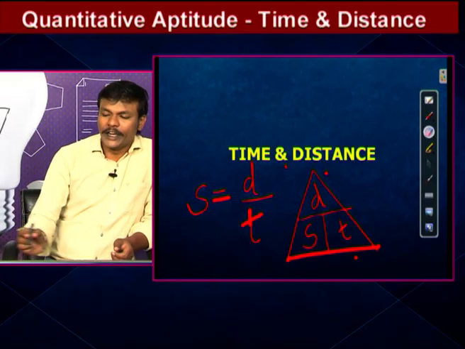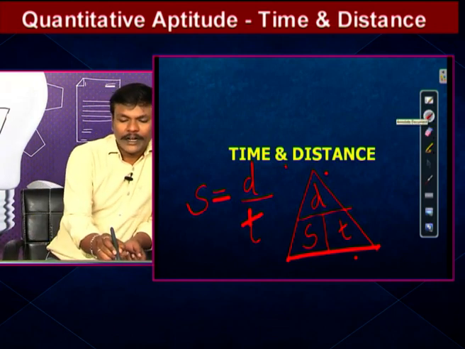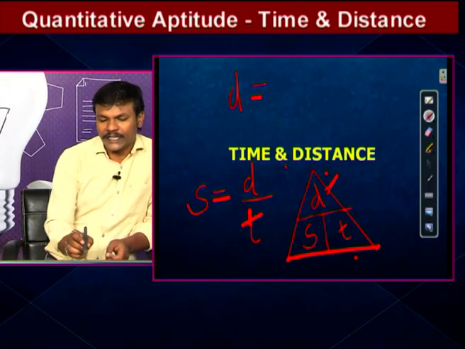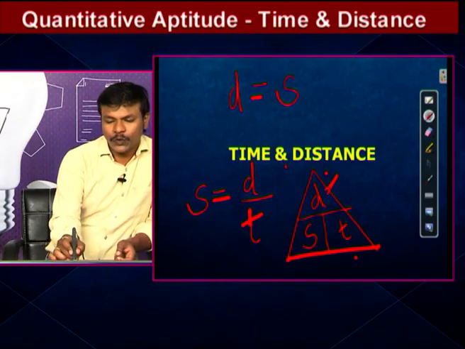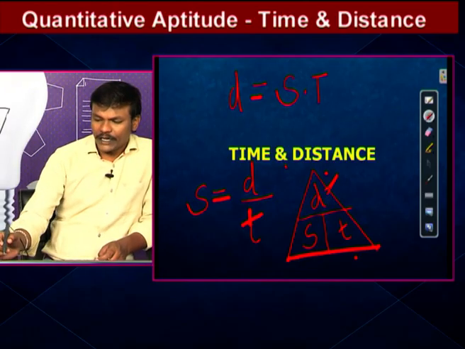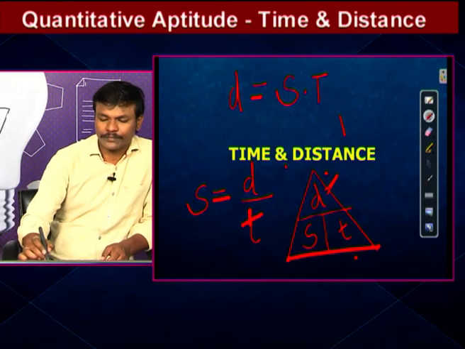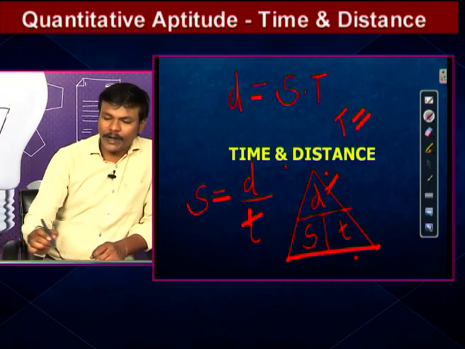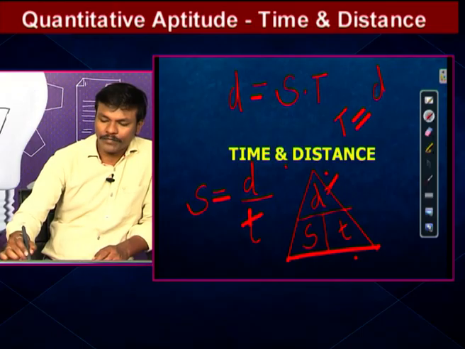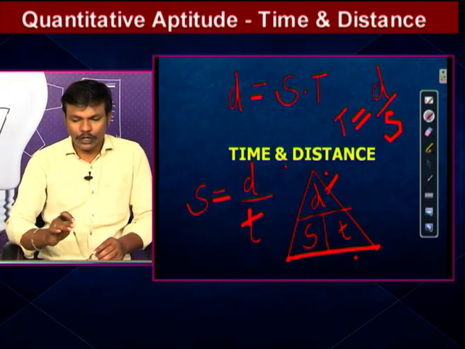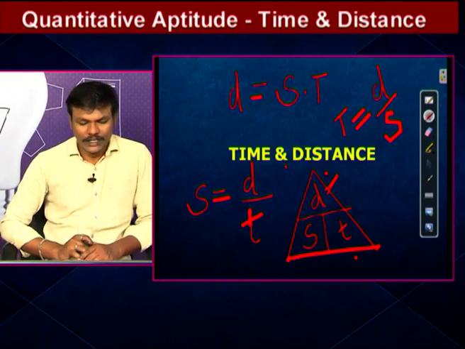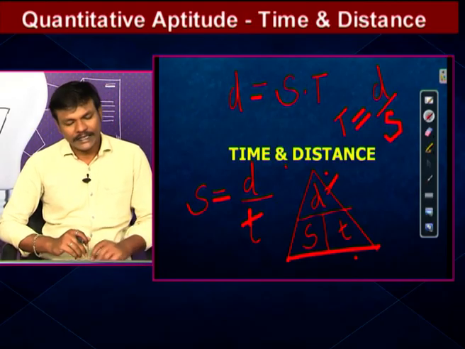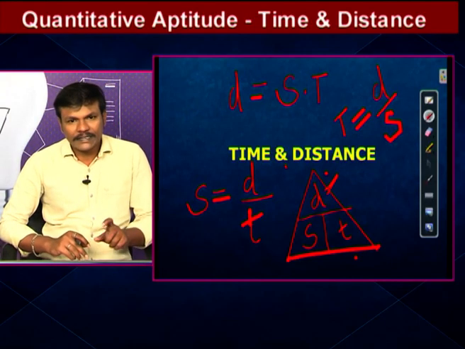And the second one, if you want D, observe that D is equal to speed and time beside it, that is speed into time. Next, if you want to write time, T is equal to, where we have the time here, the numerator is D and the denominator is S, D by S. These are the basic formulas to solve all the problems in time and distance. Speed S is D by T, D is equal to speed into time, T is equal to D by S. S is the speed, D is the distance, T is the time.